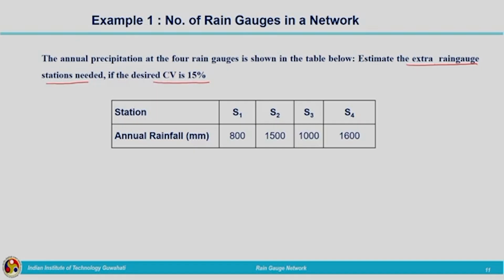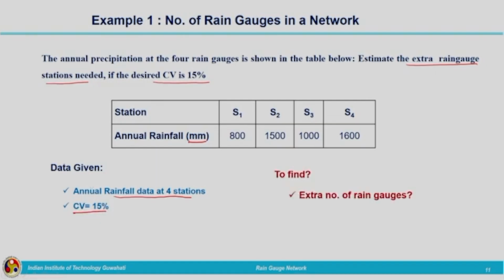So, here we have been given annual rainfall data from the 4 rain gauge stations. The stations are denoted S1 to S4, and the annual rainfall data at the 4 stations in millimeters is given to you. CV is also given as 15%. We need to calculate the extra number of rain gauges. We need to check whether there is a need for an extra rain gauge or extra rain gauges. If it is required, how many extra should be provided?